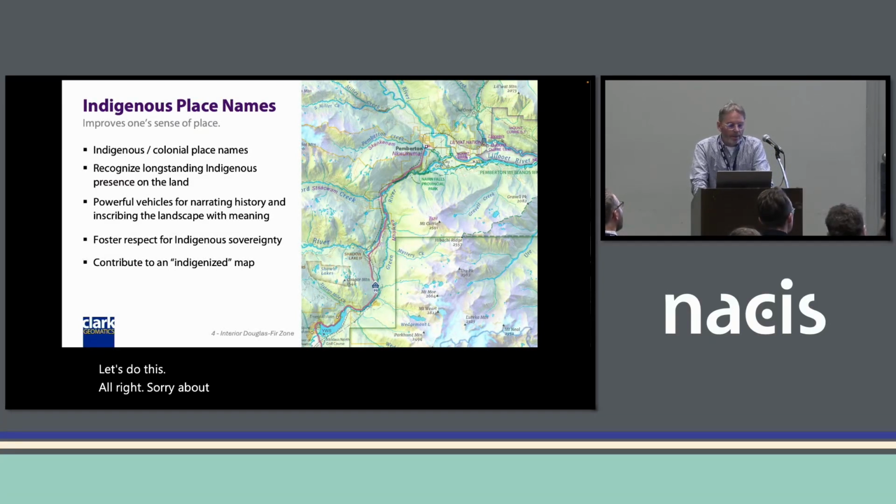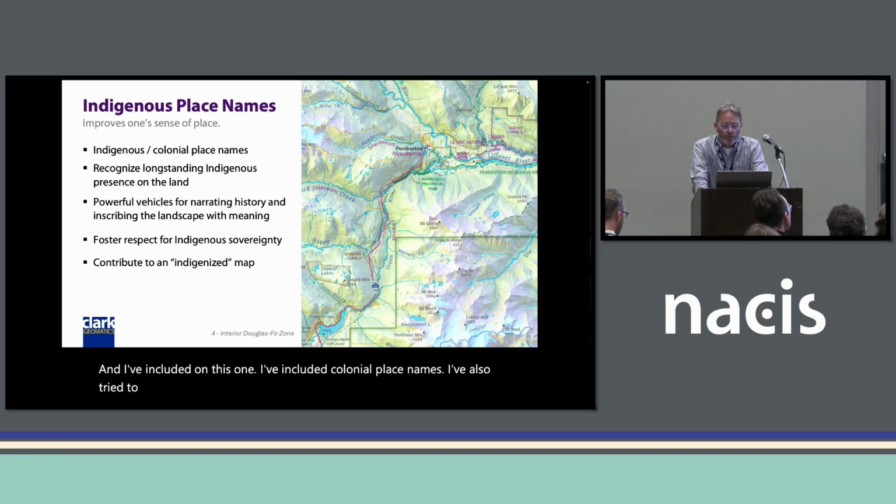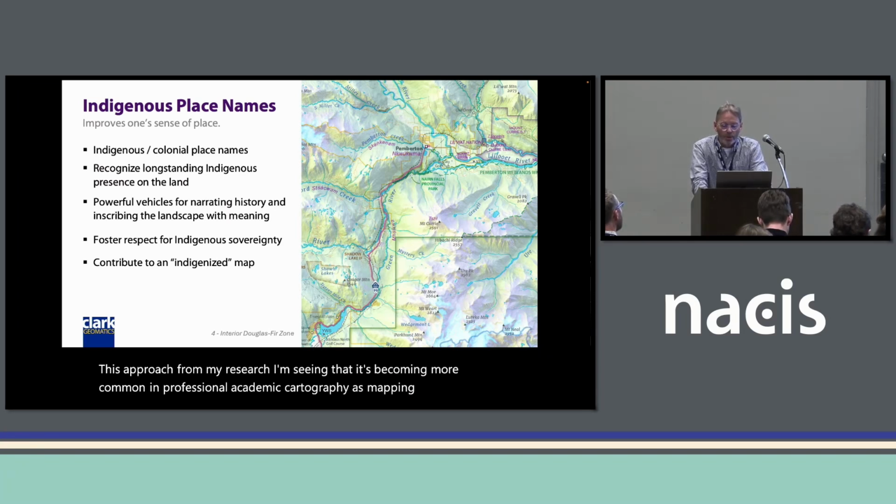Okay, so the question here is, this map weaves its way through a traditional land. I've included colonial place names on this one. I've also tried to nuance the cultural landscape through indigenous place names. From my research, I'm seeing that this approach is becoming more common in professional academic cartography as mapping organizations and institutions adopt policies to respectfully incorporate indigenous content.